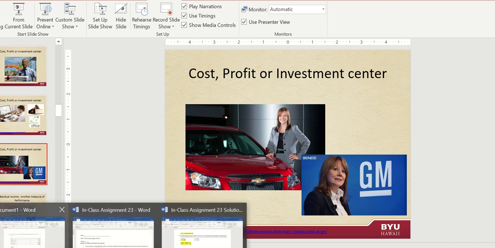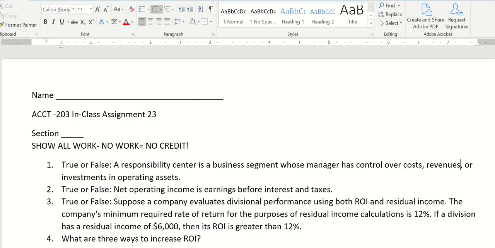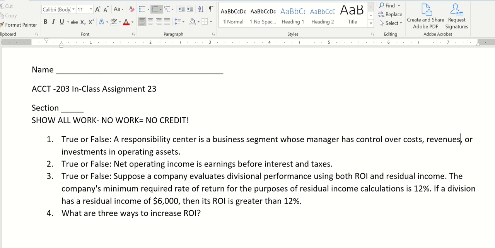So let's look at our in-class assignment 23. A responsibility center is a business segment whose manager has control over costs, revenues, or investments in operating assets. And so this would be true. That's our responsibility center. They have control over costs or revenues or investments or all of the above.